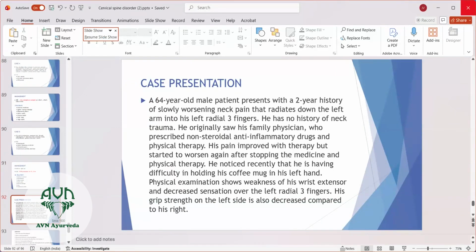He originally saw his family physician who prescribed non-steroidal anti-inflammatory drugs and physical therapy. His pain improved with therapy but started to worsen again after stopping the medicine and physical therapy. He noticed recently that he is having difficulty holding his coffee mug in his left hand. His fine movements were impaired. Physical examination shows weakness of the wrist extensor and decreased sensation over the left radial 3 fingers. His grip strength on the left side is also decreased compared to his right.